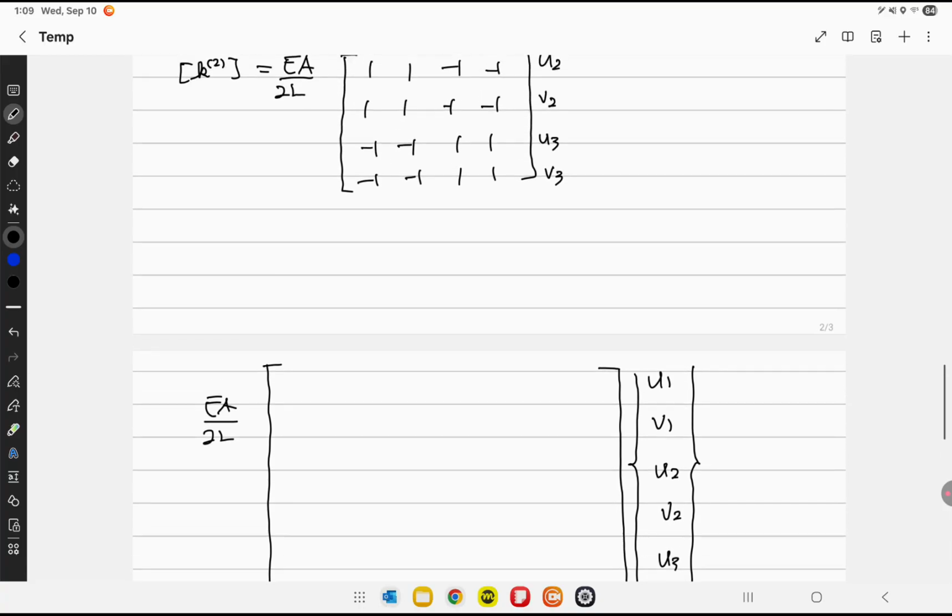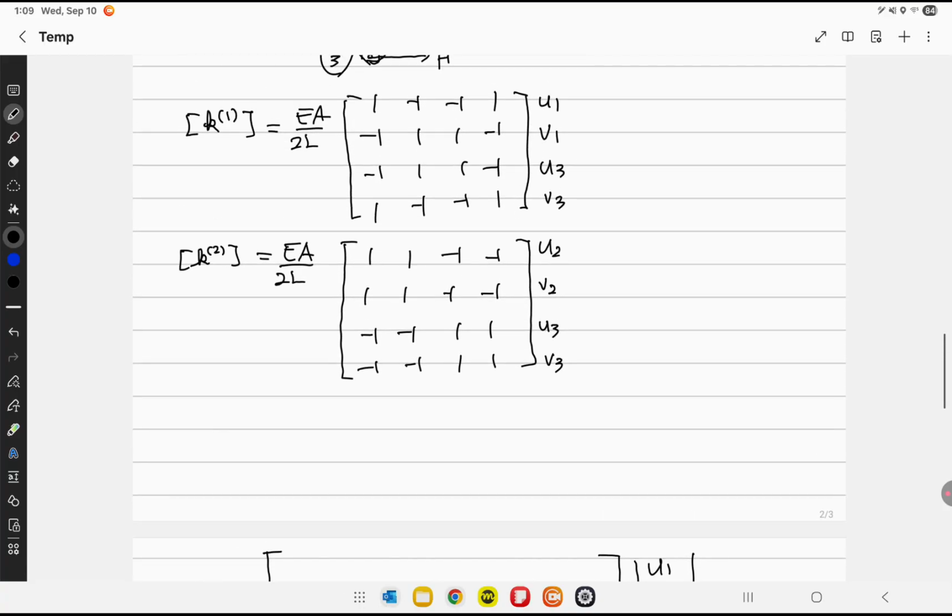So let's go back to element 1. I have a 4 by 4 matrix, right? So I need to copy this 4 by 4 literally to the global matrix in those particular degrees of freedom locations. Look at the right column, it says U1, V1, U3, V3, right? So it goes to rows 1, 2, 5, 6, columns 1, 2, 5, 6. That's how nodes 1 and 3 are located.